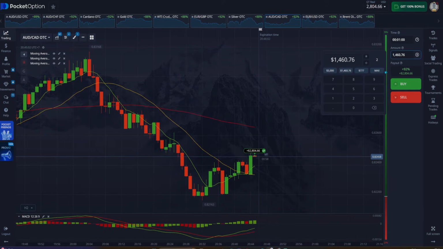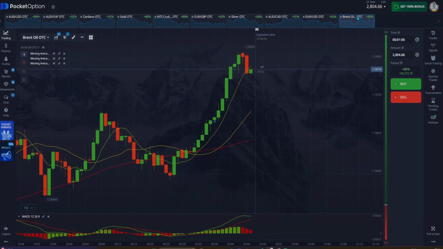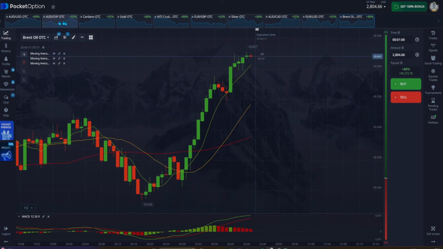Yes, price is pushing upward right after the crossover. That proves our analysis correct. We're ready to continue and open the market again for the next opportunity.